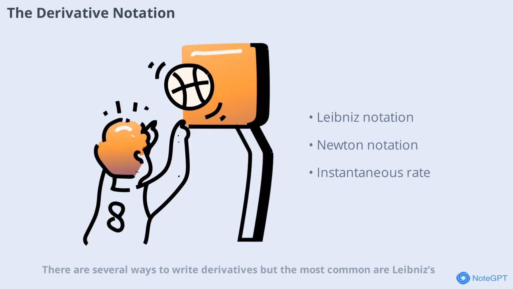There are several ways to write derivatives, but the most common are Leibniz's notation dy/dx and Newton's notation f'(x). Both notations express the same idea, the instantaneous rate of change of a function. Understanding these notations is essential for working with derivatives in calculus problems.